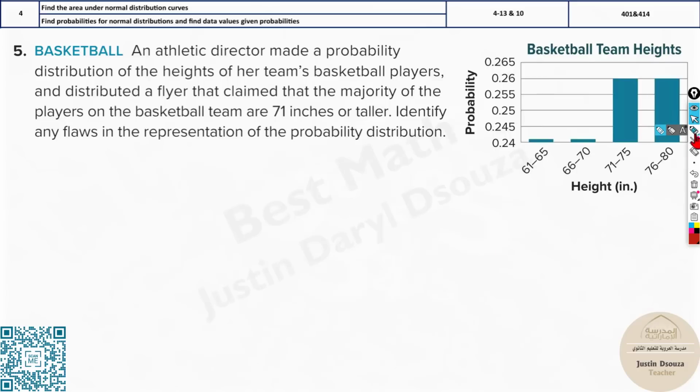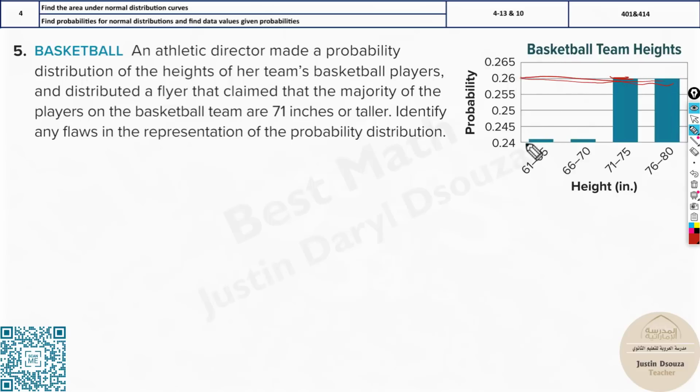Another problem: an athletic director made a probability distribution of the heights of her team's basketball players and distributed a flyer that claimed that the majority of the players on the basketball team are 71 inches or taller. Is that true? Identify any flaws. Now look here, these are the probabilities, right? 71 to 75, you can see it is so high, isn't it? And even over here, 76 to 80.